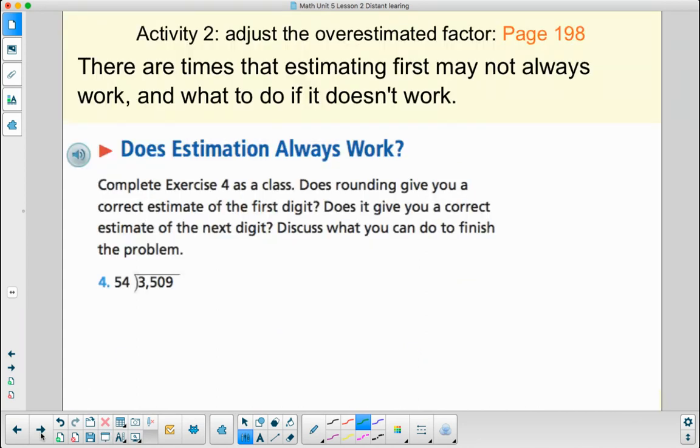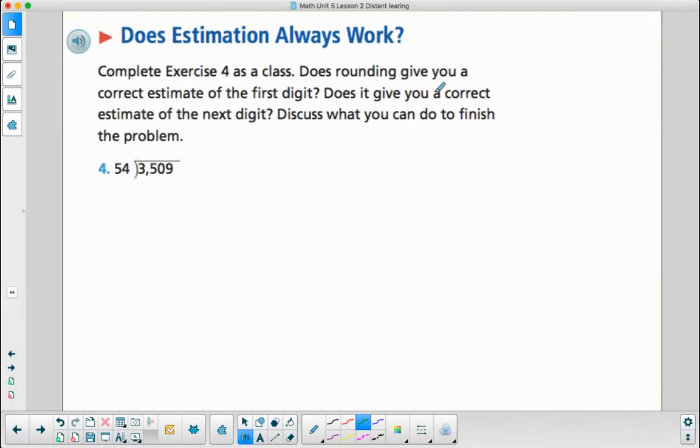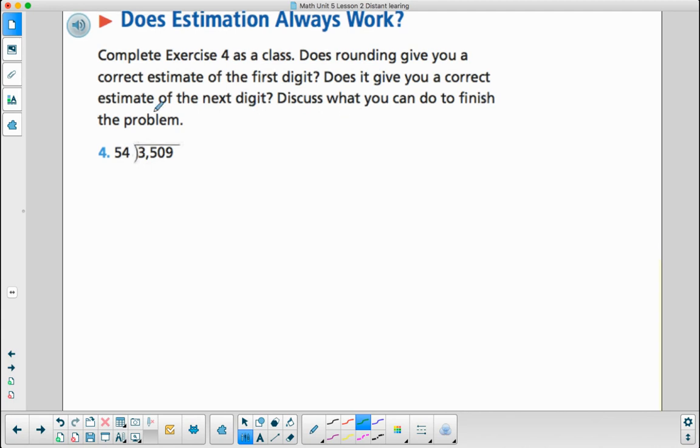Now, our next activity. So that might be the end of a lesson for the day for you, and you'll pick up the rest of the lesson tomorrow, or not. Does estimating always work? Probably not, because it's just getting us close, and sometimes close isn't quite right. Complete exercise 4 together. Does rounding give you a correct estimate of the first digit? Does it give you a correct estimate of the next digit? Discuss what you can do to find the problem.